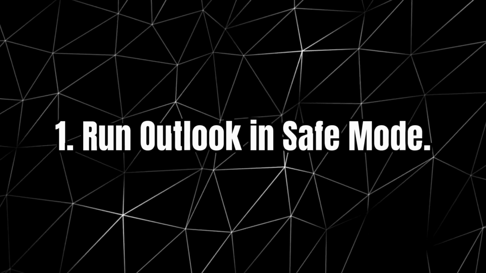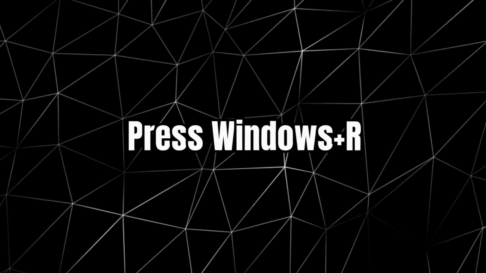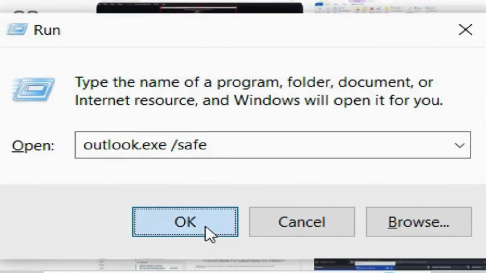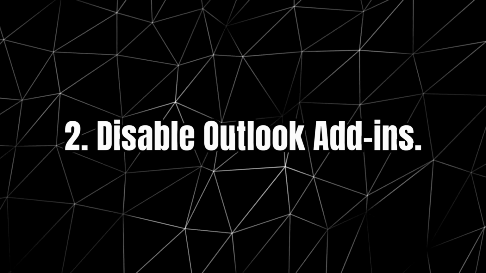1. Run Outlook in safe mode. Close Outlook. Press Windows plus R. Type outlook.exe /safe and click OK.